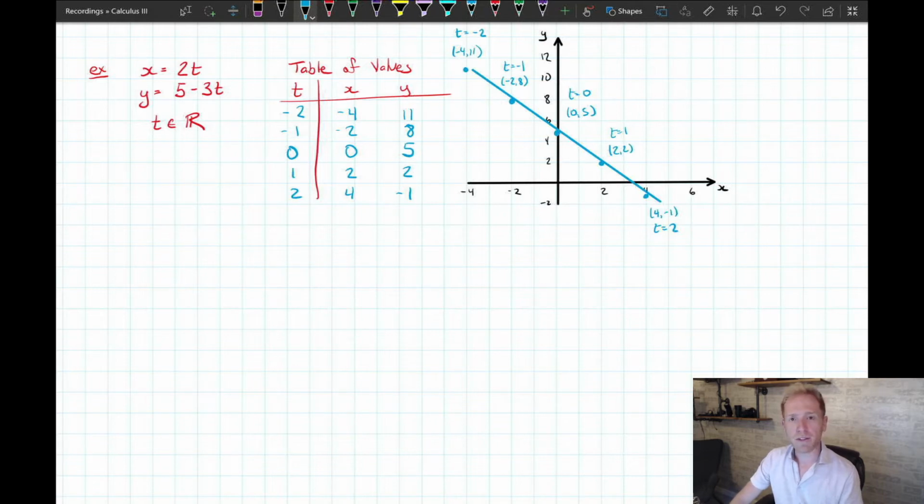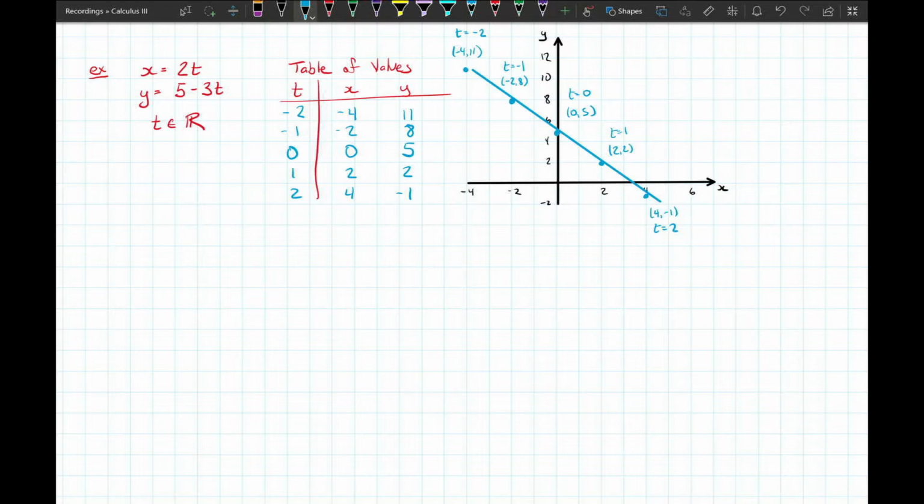You would either have to take a look at the slope and the y-intercept of your graph and use a standard form of a line like mx plus b, or if you want, you can actually solve for t in one equation and substitute it into the other and solve for y, and that'll give you the equation of the form y equals a function of x.